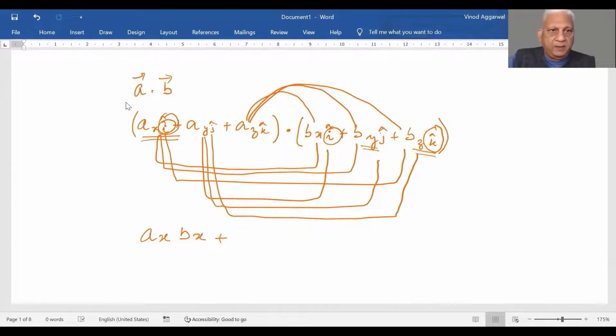Similarly, Ay will give effective components with By, plus the z component of A multiplied by the z component of B. This will be our effective A dot B.